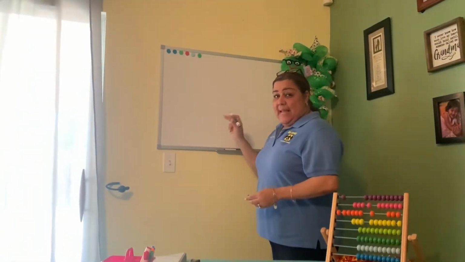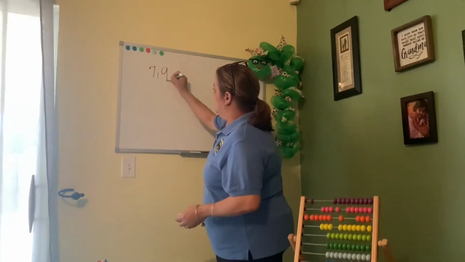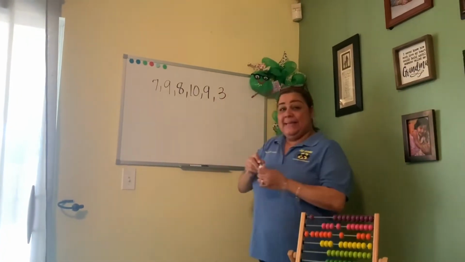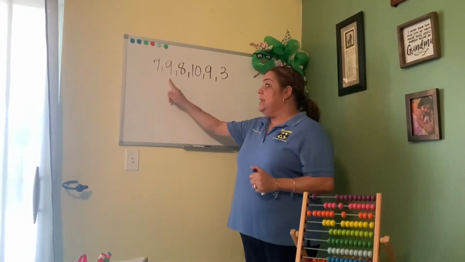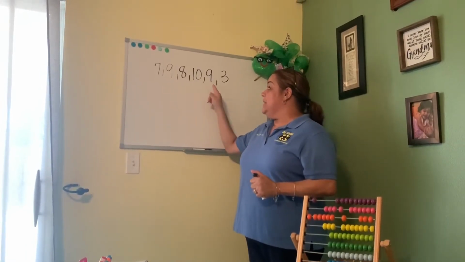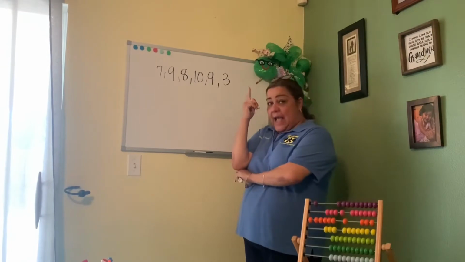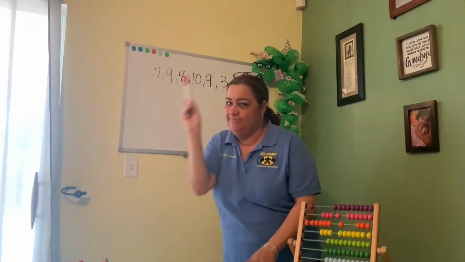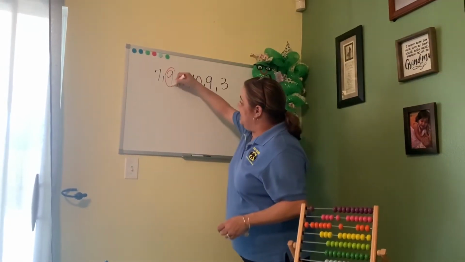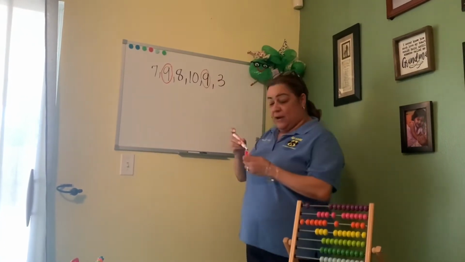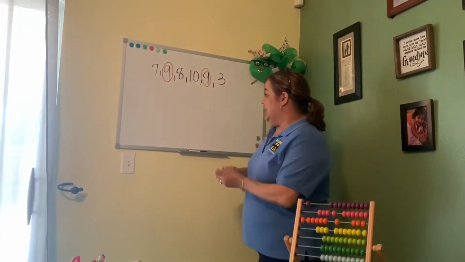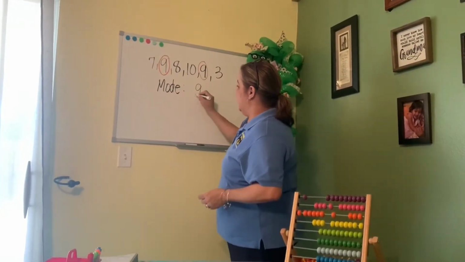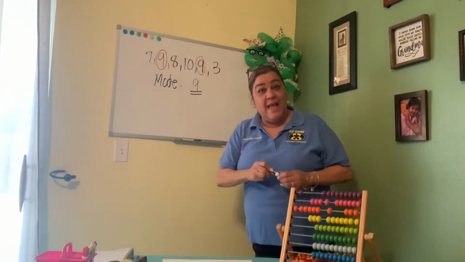Let's say that this is my data set. My data set, these are the numbers: 7, 9, 8, 10, 9, and 3. I think, what is the number that appears the most? Oh, I know, piece of cake. I see the number 9 here, and I see the number 9 here again. So that means that my mode is 9, the number that appears the most.